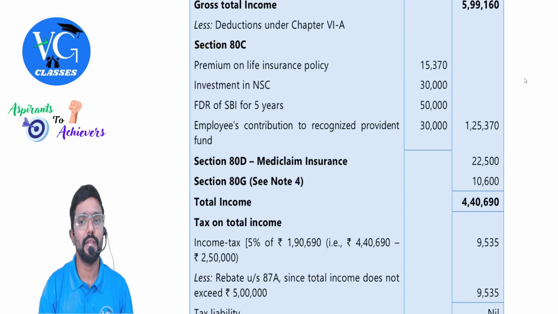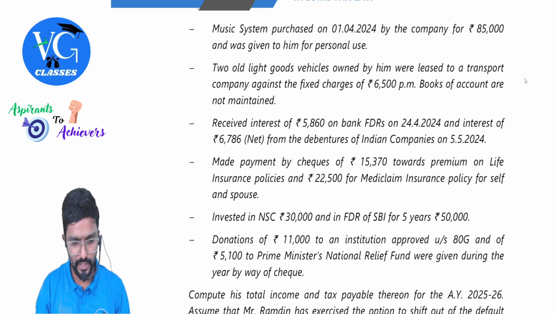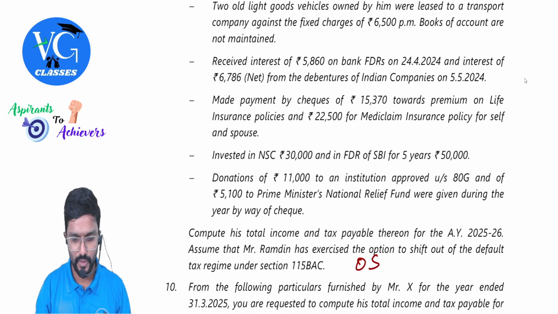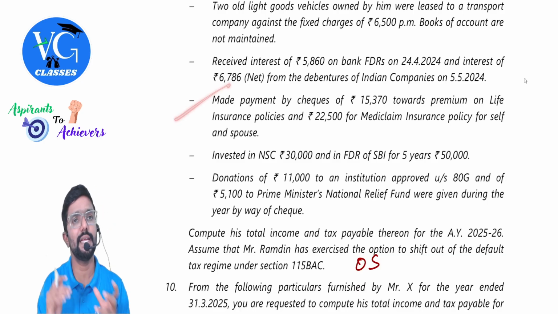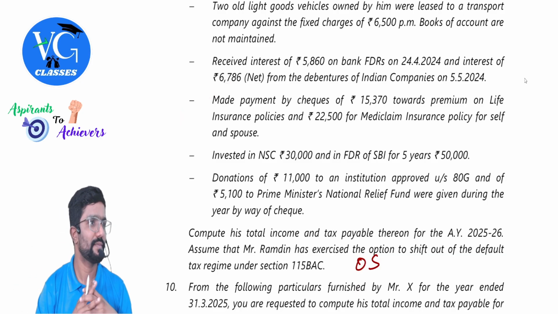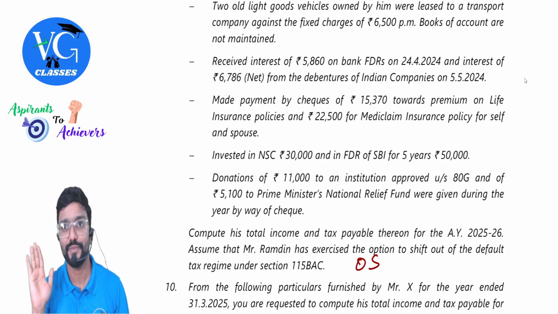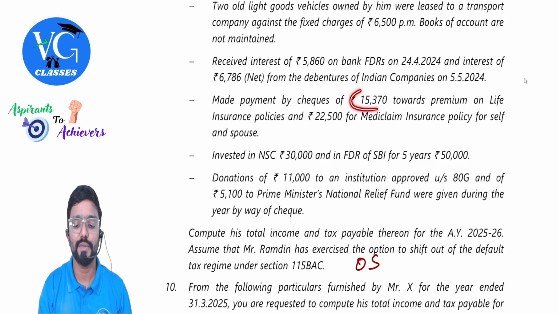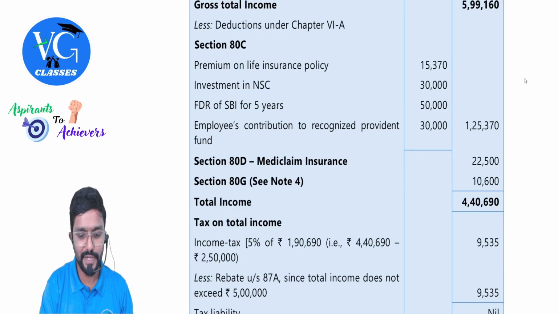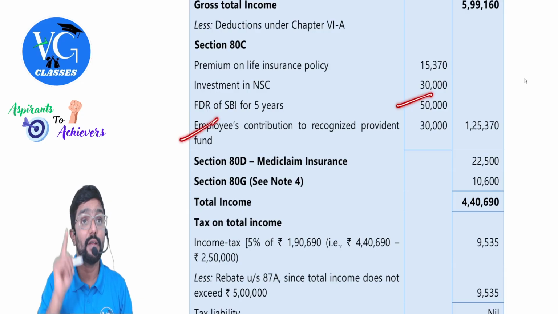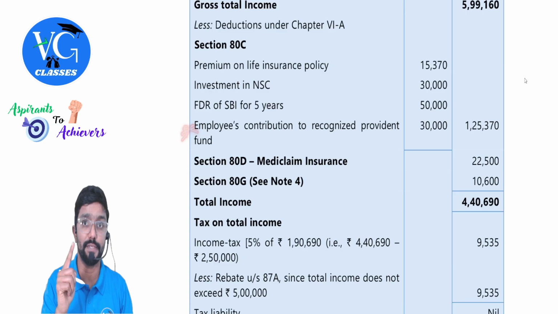80C: premium on life insurance policy is allowed. Have they given the sum assured and all? No. Okay, you can just give a note telling it is assumed that it is within the limits. Clear? Because if you have paid a premium of more than 10% of the sum assured, the excess part is not allowed as deduction. So here it is assumed that it is within the limits. Then investment in National Savings Certificate, then FD for 5 years, employee contribution. This is important, you might miss it.